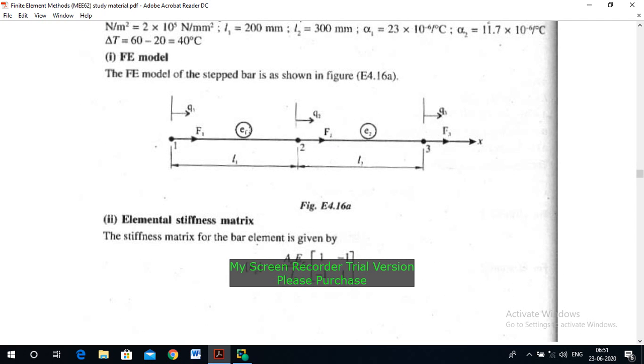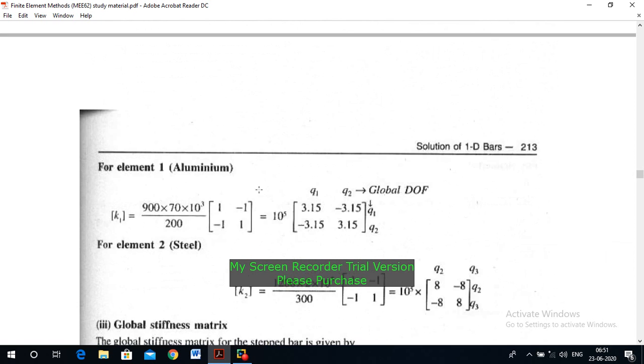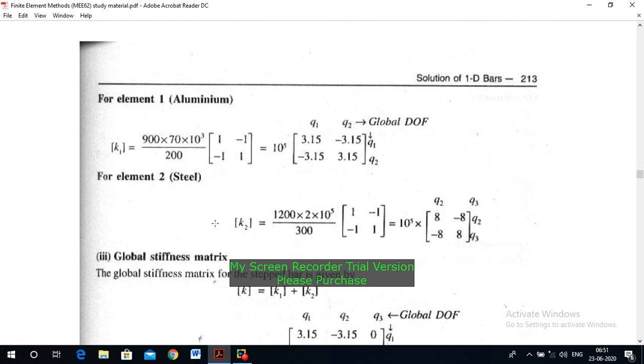So look here, element 1 consists of two nodes. There are 2 degrees of freedom and 2 nodal displacements for element 1, and you can give the numbering 1 2, 1 2. Next, similarly find out the element stiffness matrix for element 2, that is matrix K2 equal to Ae by Le. The area of cross section of bar 2 is given as 1200, and Young's modulus is given as 2 into 10 power 5, divided by 300, times [1 minus 1; minus 1 1]. After simplifying this, I will get 10 power 5 times [8 minus 8; minus 8 8].